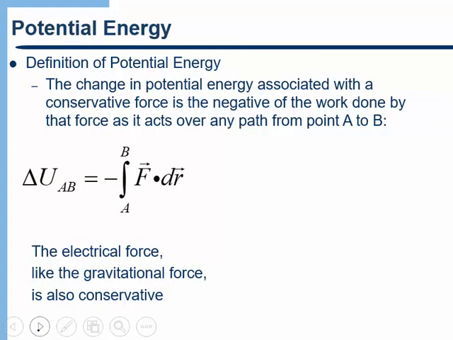All right, I next want to remind you about what we mean by potential energy. So here's the definition we used last fall. We said the change in potential energy associated with a conservative force is the negative of the work done by that force as it acts over any path from point A to point B. The key thing to remember about a conservative force is that the work done by the force is independent of the path taken. That's the important thing.